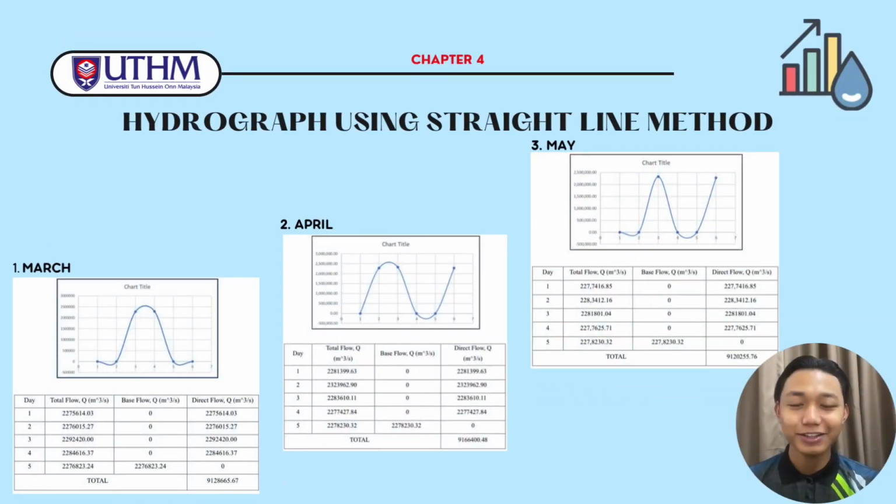This slide shows the hydrograph data using the straight line method in March, April and May. The total flow we get from our calculation in the previous slide. From this method, we can get the base flow and direct flow from day 1 until day 5.